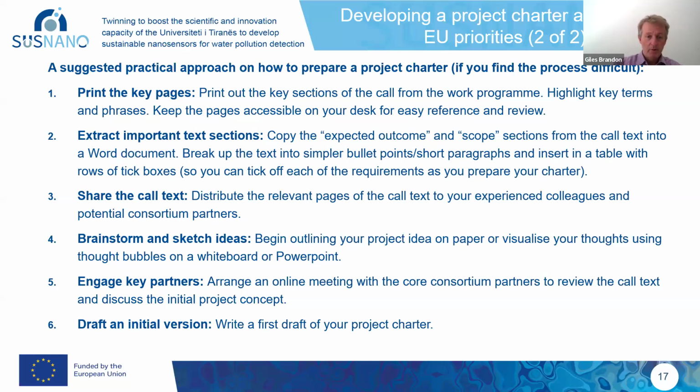Engage key partners: arrange an online meeting with the core consortium partners to review the call text and discuss the initial project concepts. If you do that, it's always great if you yourself or one of the people online is really skillful using something like Microsoft PowerPoint or a similar app, so that as you're talking to these partners, somebody is visually helping to pull together the concept you're developing, writing the bullet points or doing a bubble diagram, linking things together dynamically as you're talking. That's really, really nice.